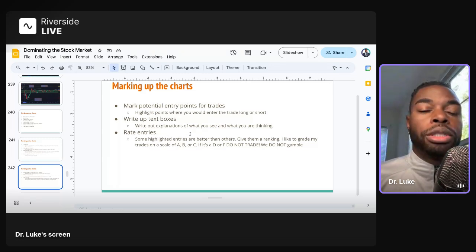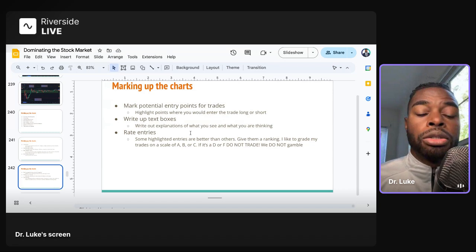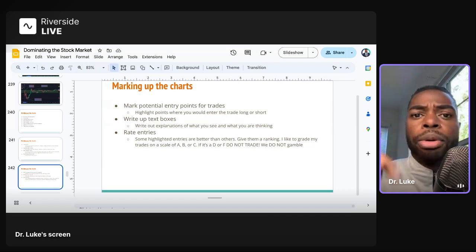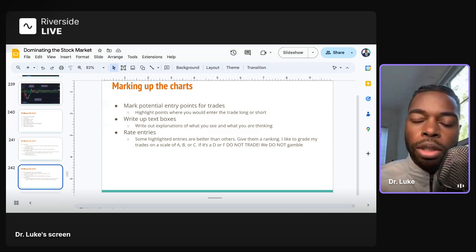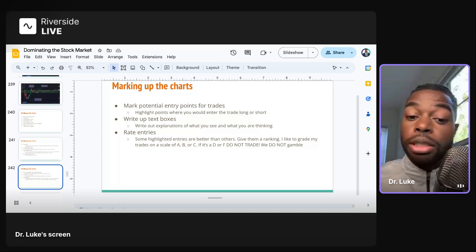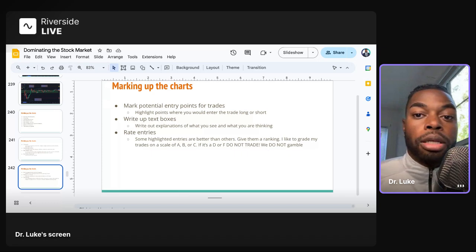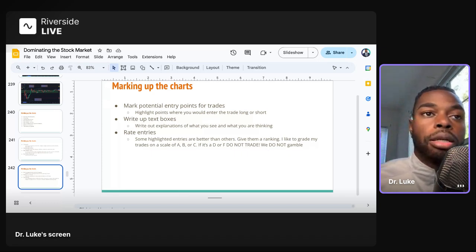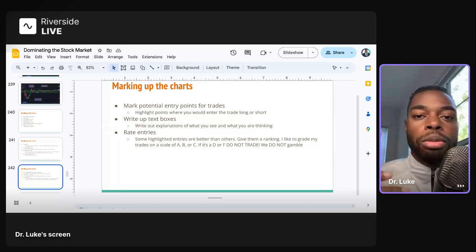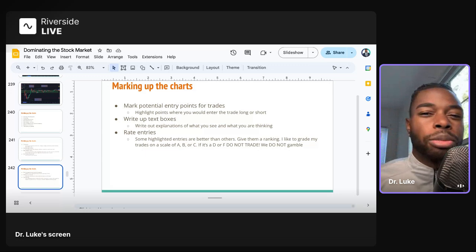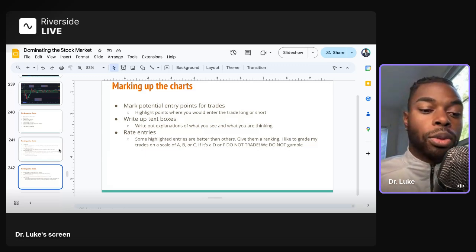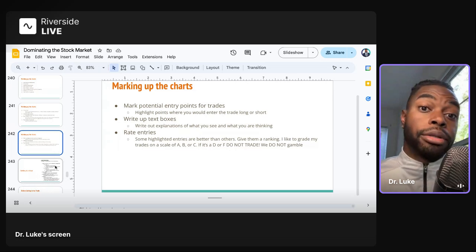Last but not least, you're going to rate the entries. At each highlighted point where you said, I'd probably get in here, you want to grade it. Would it be an A setup, a B setup, a C setup, a D setup? What kind of setup would it be? And then from there, when you're trading live and the markets are open, you'll be able to tell what is actually a good setup versus something that you probably don't want to put a lot of money in because it's not a guaranteed play. So that is the way to actually really get better.